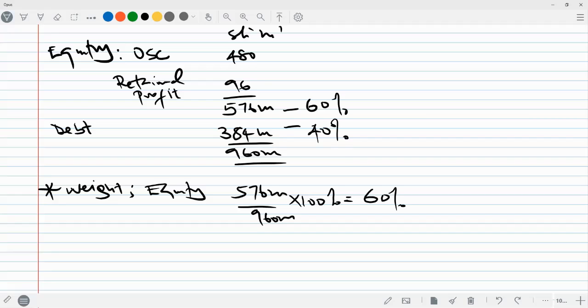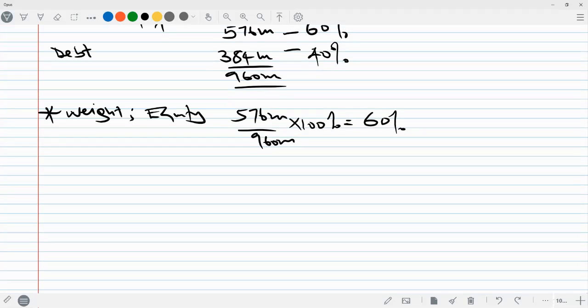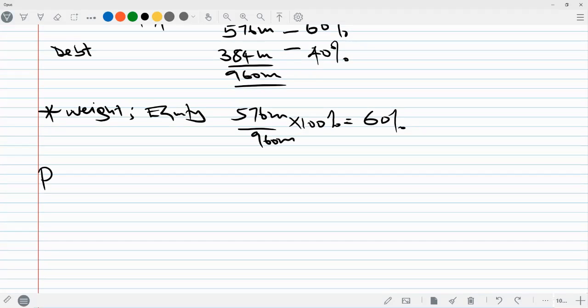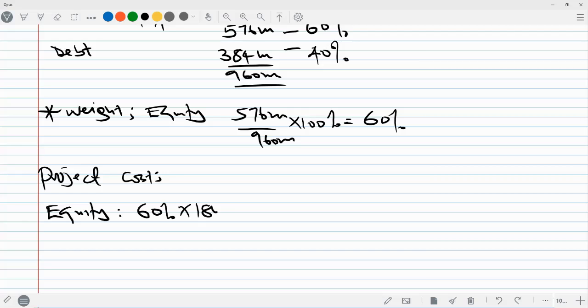So we assume that this composition, the 60-40, doesn't change even if the company obtains the extra finance. The amount of capital the company requires, the cost of the project, is 180 million. The amount that must come from equity is 60%. So 60% of 180 million gives us how much?